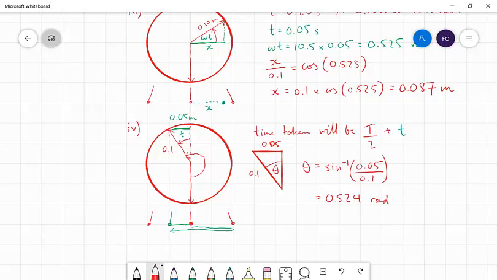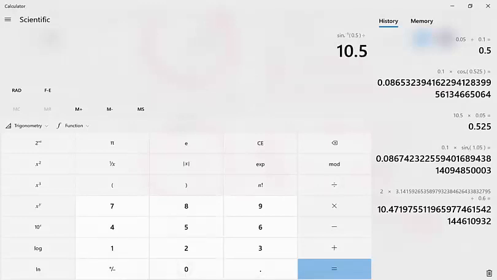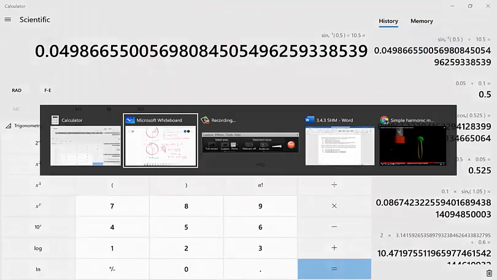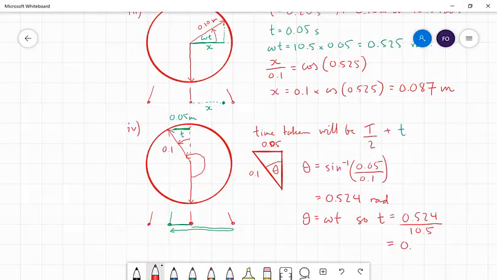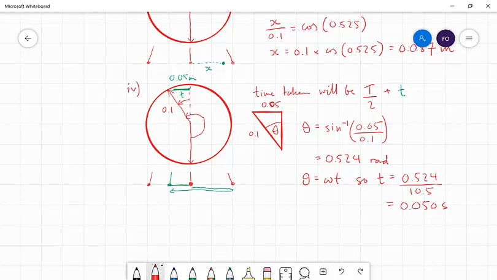But that angle theta has got to be equal to omega t. So t is equal to 0.524 over omega, which was 10.5. So we'll just divide this number by 10.5, which gives us 0.05 seconds. Is that right? Yeah. Okay, so then it's going to be half a period plus 0.05.